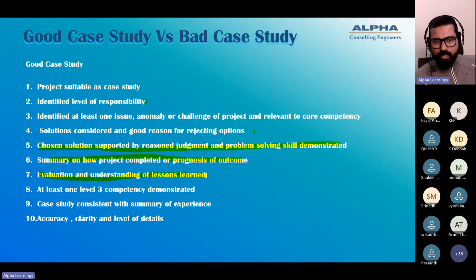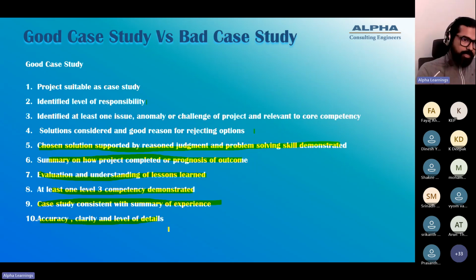Evaluation and understanding of the lessons learned is part of the conclusion. At least one level 3 competency demonstrated. You must demonstrate at least one core competency up to level 3, and that should be part of your SOE, summary of experience. The case study should be consistent with the summary of experience. That is what I'm saying, linking the case study with the summary of experience. Accuracy, clarity, and level of detail: your case study should be clear and accurate, and the level of detail should make it easily understood and readable to the assessor.